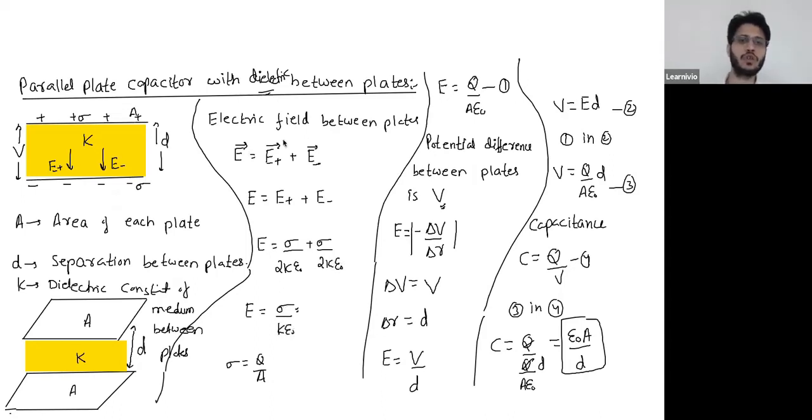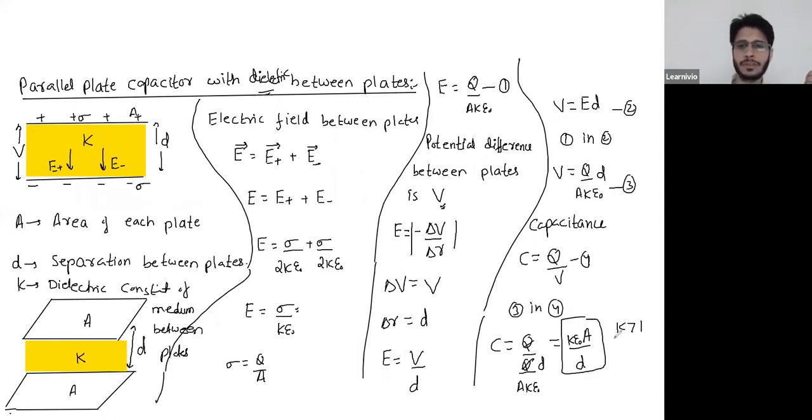Your sigma is Q by A, so this will be A K epsilon naught. Here again, this will be A K epsilon naught. So the only difference in the calculation is this K. So that will be K epsilon naught A by D. And K is greater than 1. If I compare this C with that of air, in air it was epsilon naught A by D. In medium, it is K epsilon naught A by D. So capacity increases in the medium.